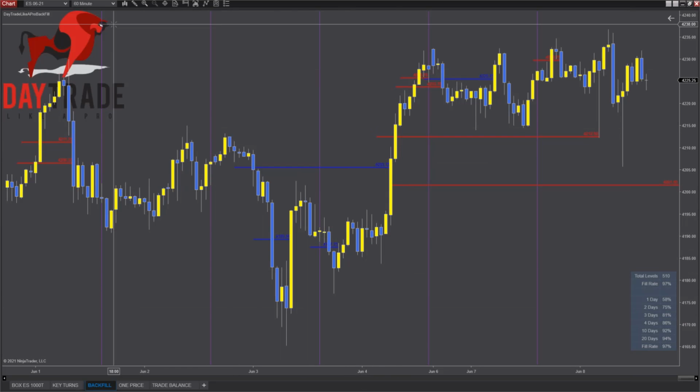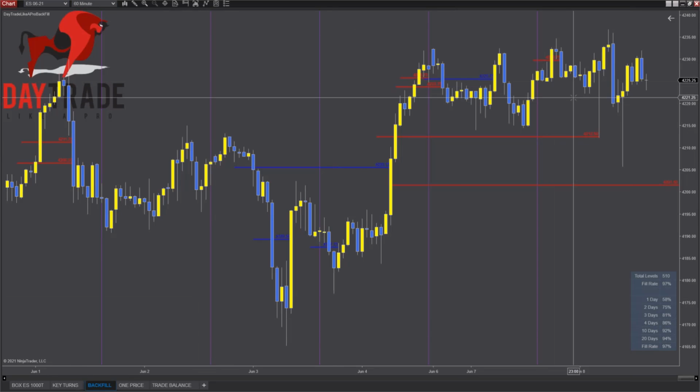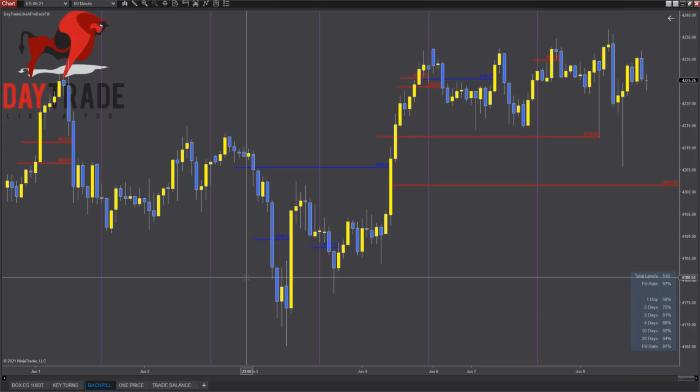But what's interesting about backfill is that depending on the time frame that you have it on, you're going to get different prices. And basically, what it's telling you is where big institutional money is likely to bring the market back to a particular price. So I'm going to talk about using it as targets, and then also, depending on the time frame you're using, how you could use it for a supply and demand area.